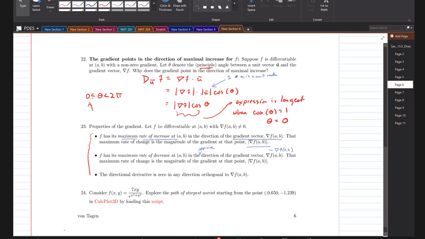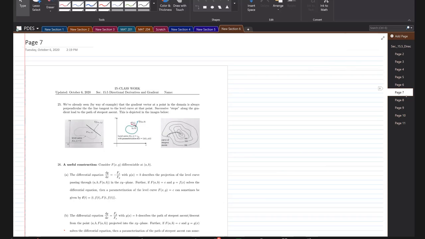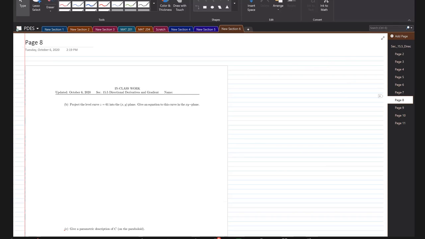Folks, we still have a little bit more to go with our gradient vectors, and so we'll work some more examples of that next time.